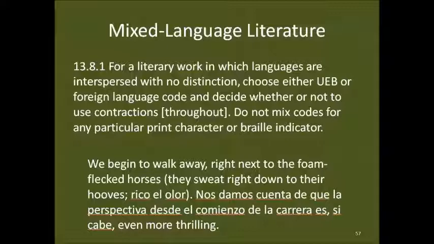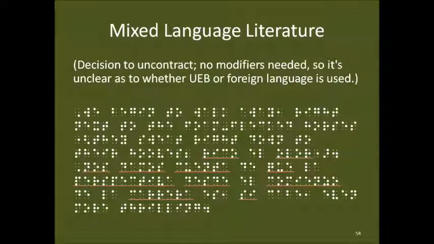So here's a paragraph, and you can see it's just flipping back and forth between English and Spanish with apparently no reason other than this is the way the narrator's mind is working. In the example in the rulebook, the decision was made to uncontract. So notice that not only is the Spanish uncontracted, but the English is as well. That's the one decision you need to make: whether you're going to contract the whole thing or uncontract the whole thing. In this case, it was decided to uncontract the whole thing, even the English.